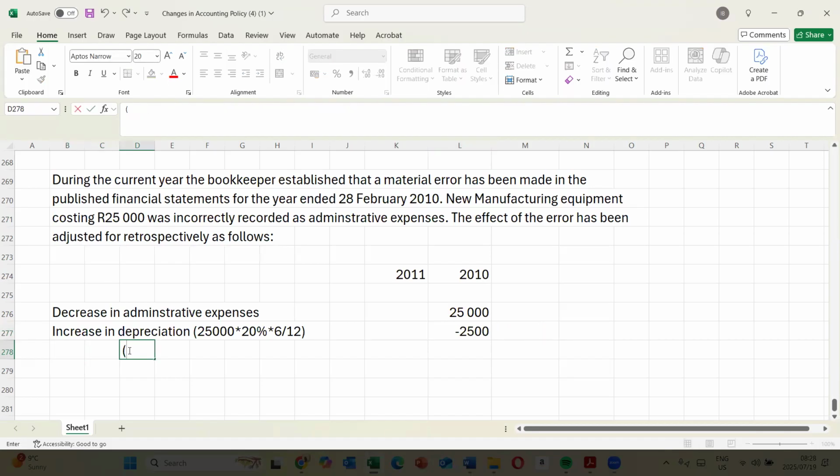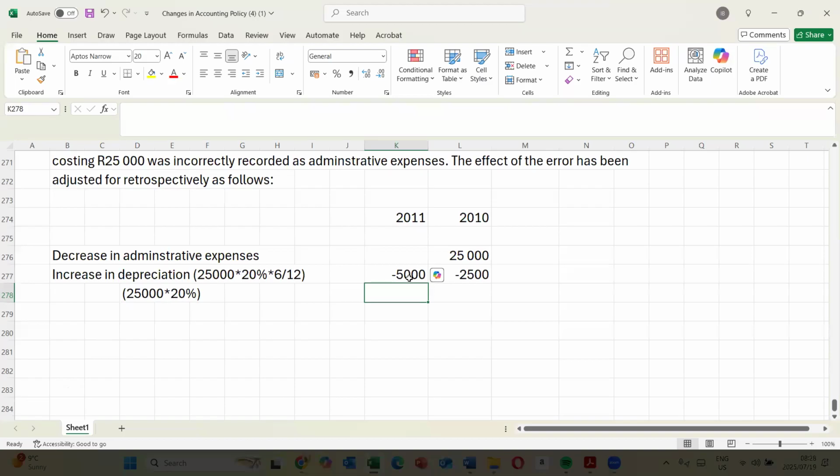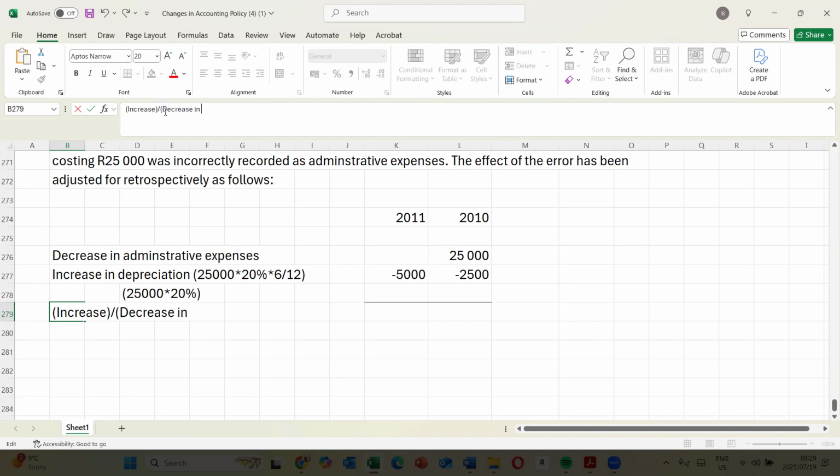Then depreciation for 2011: you have an increase in depreciation also in 2011, in which case you had your asset for the whole year. So your depreciation is just going to be 25,000 times 20%. That's what you have as your adjustments there. You're now sitting with an increase, and the increase you record in brackets, and a decrease you record as a positive in expenses. So your expenses here are increasing by 5,000, and here your expenses are decreasing by the difference between these two, 22,500.